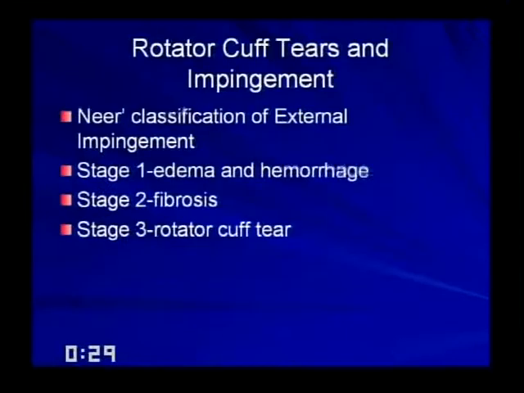Okay, let's talk now in the last few minutes on rotator cuff tears. There was an orthopod named Neer that popularized this theory of impingement. And extrinsic impingement is really a clinical diagnosis. His idea was that external impingement had 3 stages. You started with edema and hemorrhage in the rotator cuff, and eventually went to fibrosis. And then the end stage of impingement was a rotator cuff tear. And he thought that almost all rotator cuff tears were not post-traumatic, but the end stage of this degenerative process.